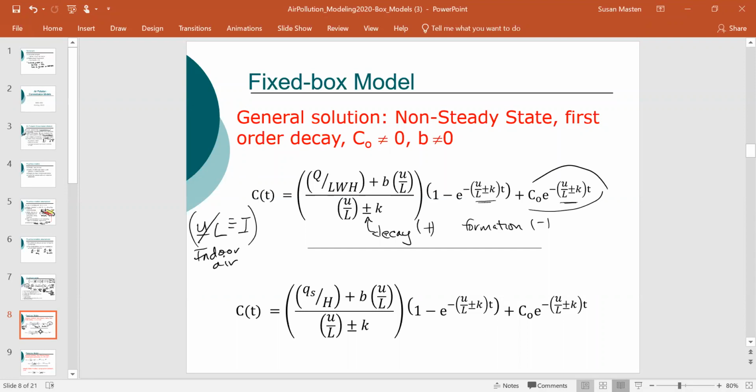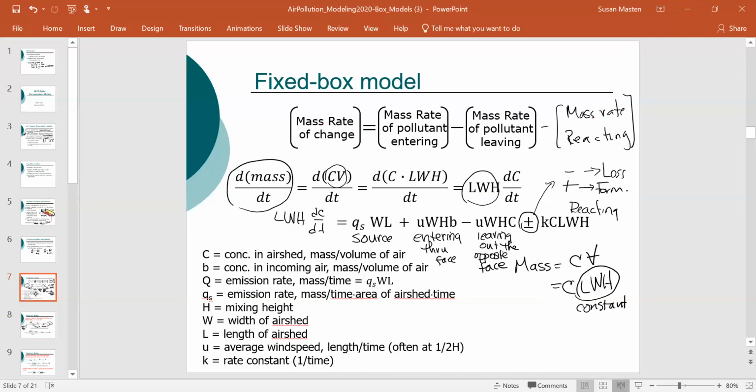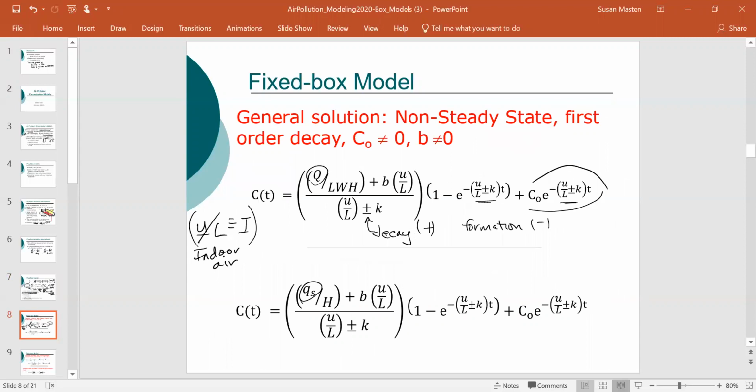I've written the equation both in terms of Q and in terms of a specific Q. So remember this Q sub S. We go back here. Okay. So Q sub S and Q sub A are related here. So all I've done is I've given you both sets of equations.